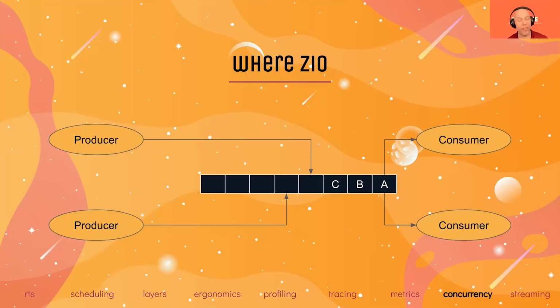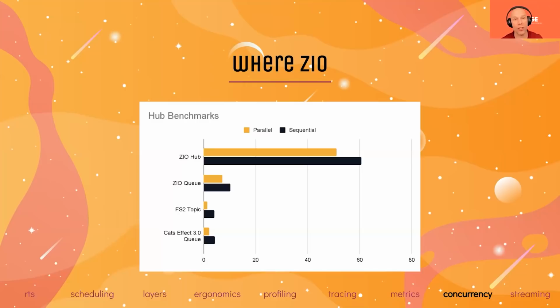This is super fast. Amazingly fast. How much faster? Well, take a look. So ZQueue is really, really fast. If you use ZQueue to implement the broadcast scenario, well, it's tremendously faster than FS2 topic or Cats Effect 3 queues for the same purpose. But it can't keep up with the hub. So the ZHub is, you can see, 10 times as fast as the ZQueue for this specific use case. So that's why it exists.